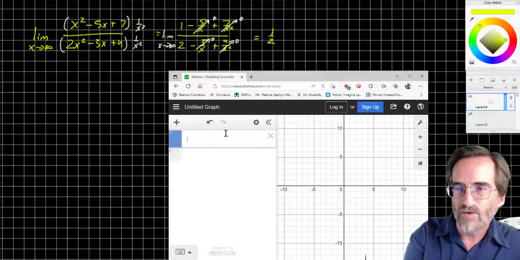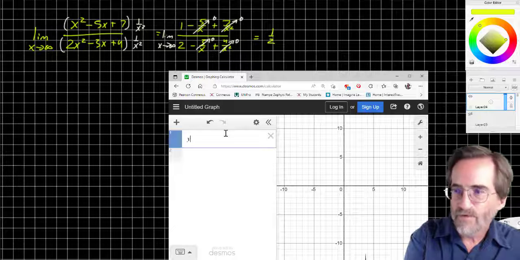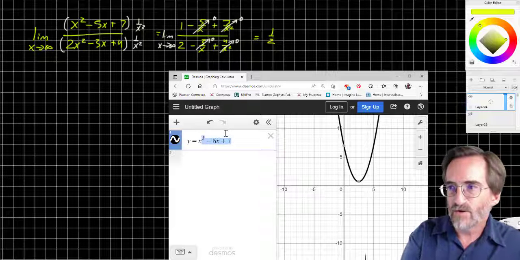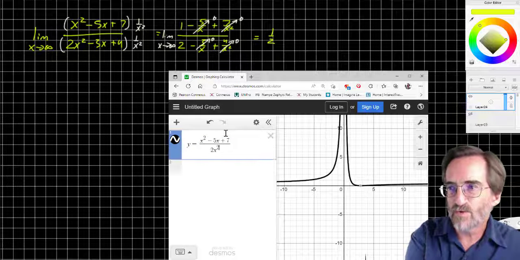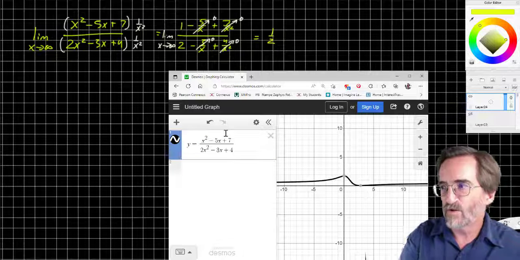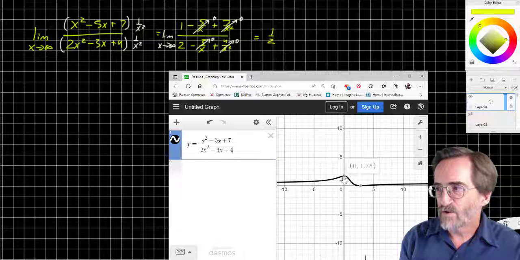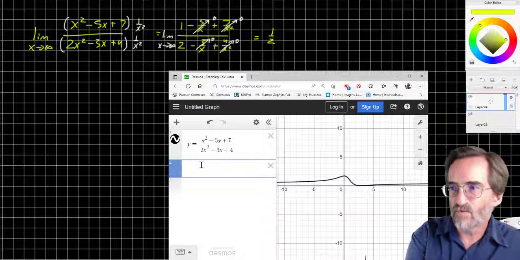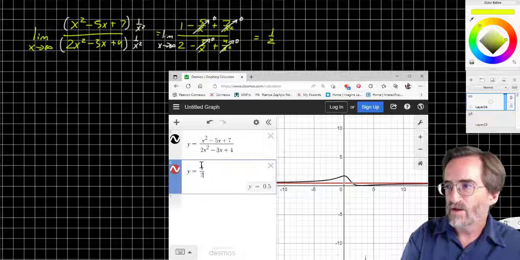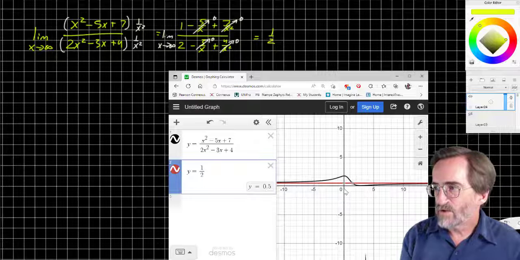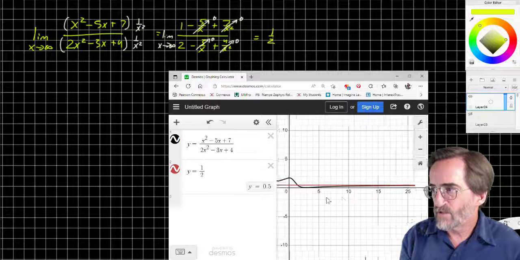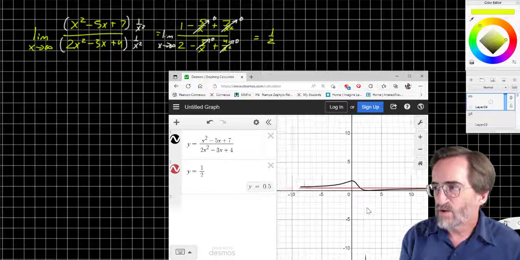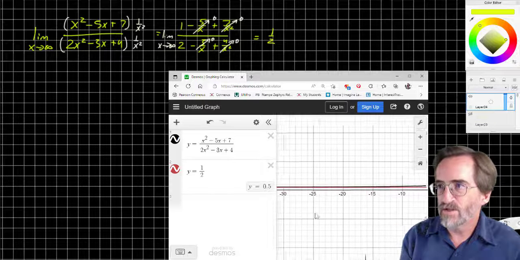So we've got y equals x squared minus 5x plus 7 all over 2x squared minus 3x plus 4. Okay, there's our graph, and the asymptote, or the limit as x approaches infinity, is y equals 1/2. Looking at it, the further I go to the right, the closer and closer I get to that number. The further I go to the left, the closer and closer I get to that number.